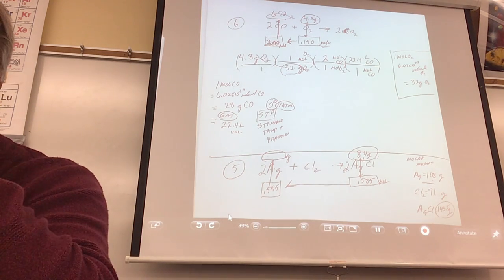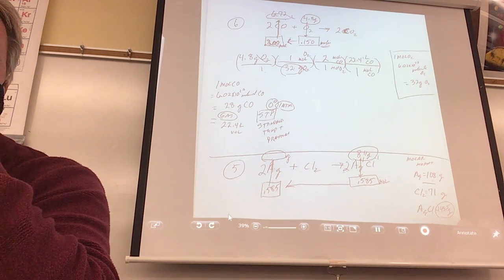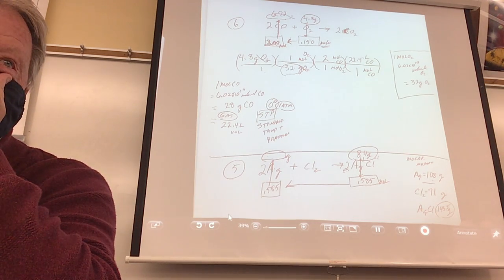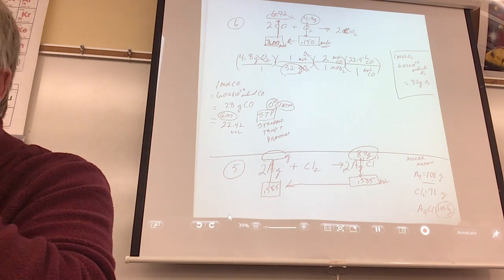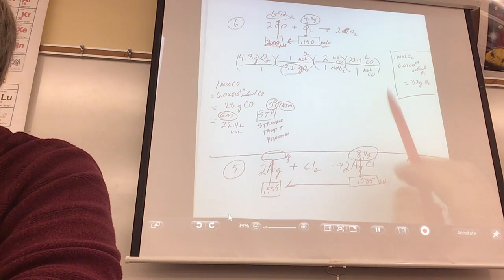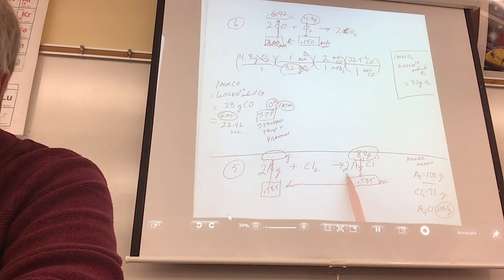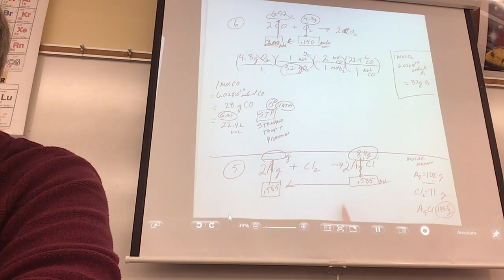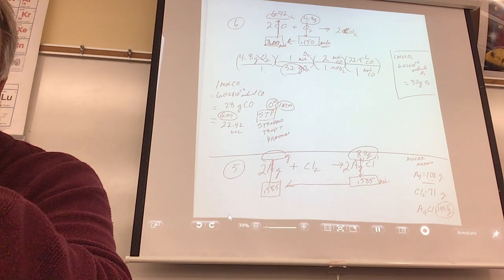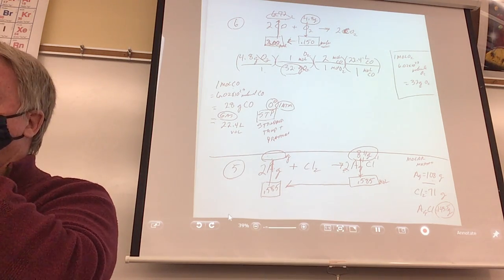Yes? Can you explain why it's the same again? Can you explain why it's the same on the bottom? Okay. If you were to do the long way where you showed your work, you'd say 2 moles of AgCl over 2 moles of Ag. And what's 2 over 2? What's anything times 1? It's the same number, isn't it?